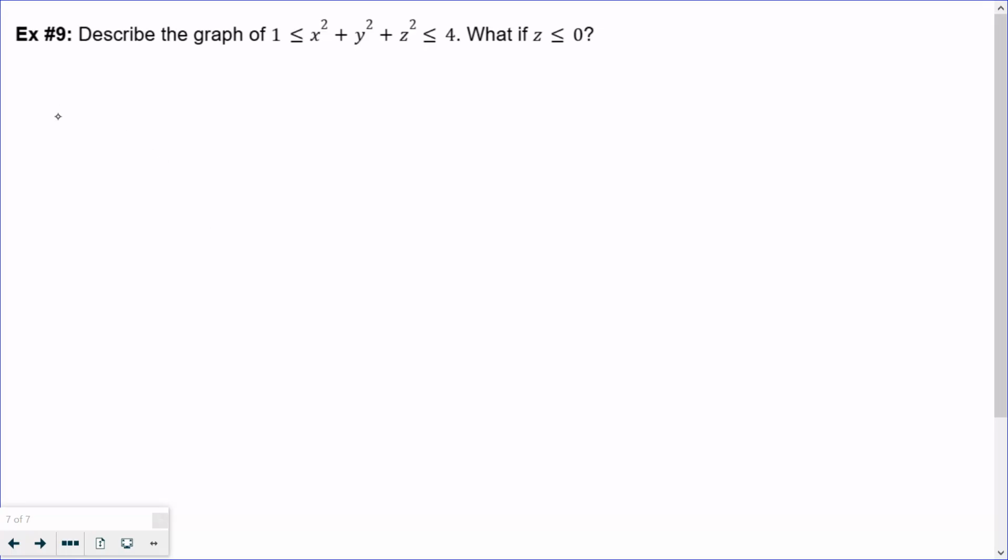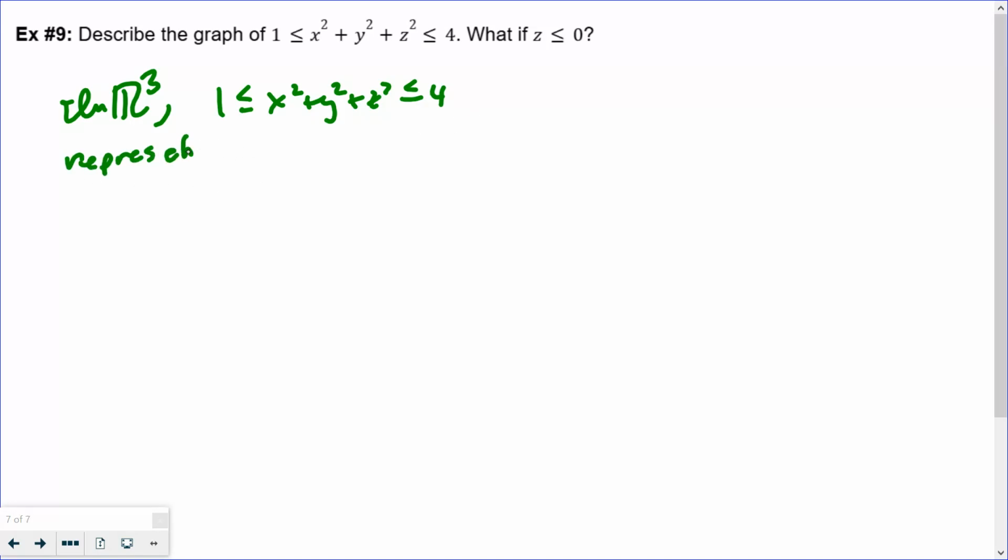Ooh, let's write some stuff down. In 3 space, 1 is less than or equal to x squared plus y squared plus z squared, which is less than or equal to 4, represents, I would say probably, spheres, but it's spheres that are centered around the origin, and they have radii from square root of 1 to square root of 4. So from 1 to 2. Okay? I know I explained that all, I didn't write it all, but that's what I got.